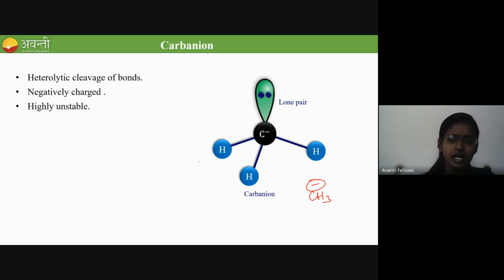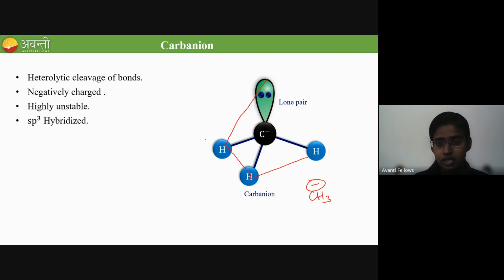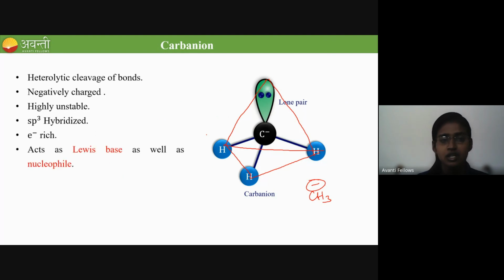Divyanush is giving me the correct hybridization for all the intermediates. Very good. No, it is not sp, it is sp3. So sp3 hybridized means the structure will be tetrahedral. You can see the tetrahedral arrangement of three hydrogen atoms and one lone pair. It is electron rich, and it acts as a Lewis base. What is a Lewis base? Electron pair donor. Electron rich compounds are called Lewis bases.